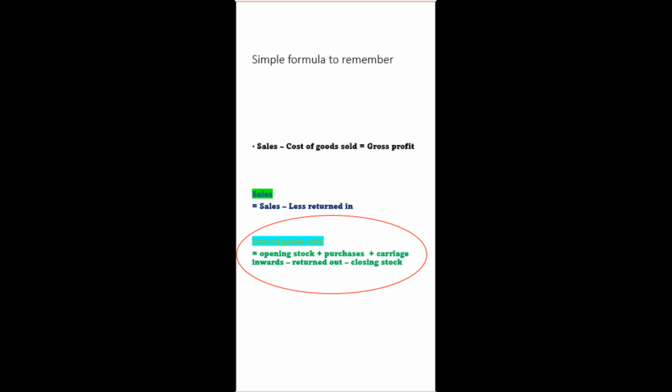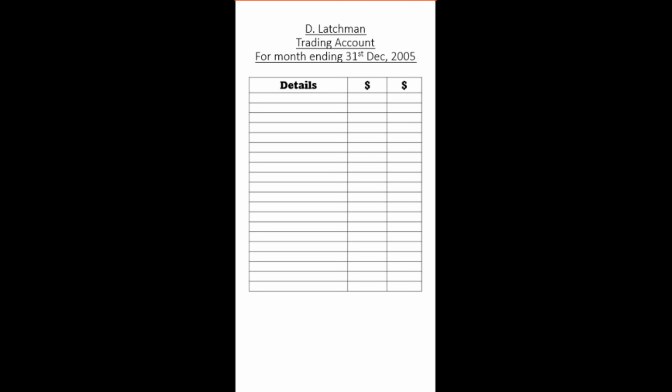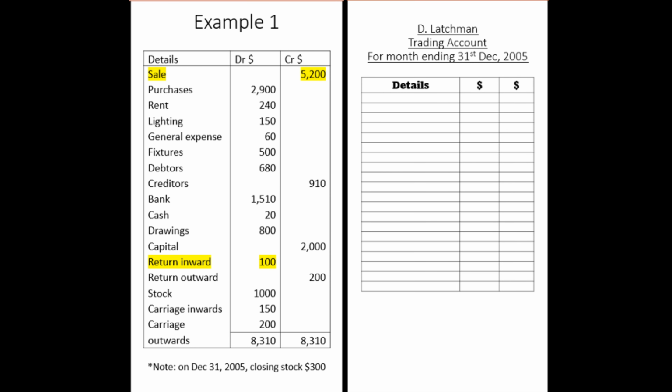So next we have to prepare our heading. We have D. Latchman Trading Account for the month ending 31st of December 2005. And notice that we have our detail columns and two cash columns. Now we're going to look at our trial balance and try to extract all the sales figures.